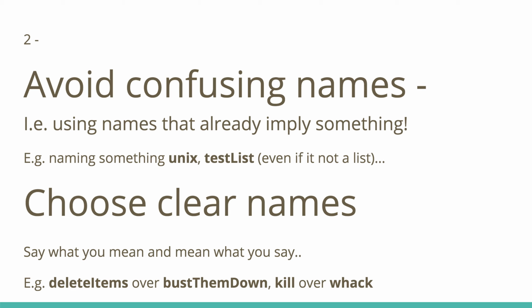For example, if you use bust them down, it doesn't really mean anything; maybe you and a few of your colleagues know it, but new people wouldn't know it. So instead use things like delete items, or instead of using whack, you use kill. It's easy to understand what it means, right? So use clear names that don't confuse the readers of your code, right?